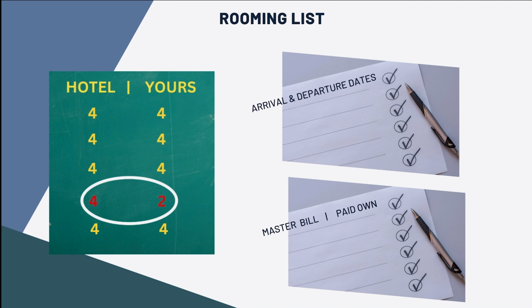And confirm rooms to the master account, or which rooms are being paid on own. So a lot of times you'll have your staff and your VIPs and your speakers that are all to a master account, and then sometimes the attendees are paying on their own. Or you may be paying for all those rooms. You just need to confirm all of that.